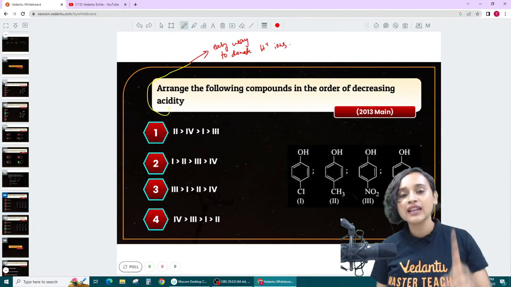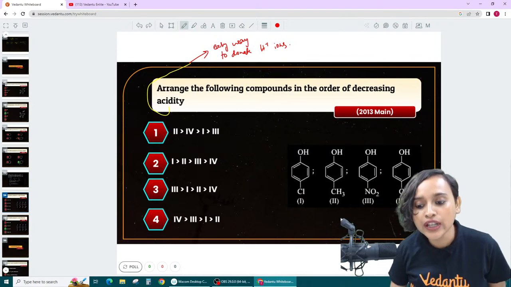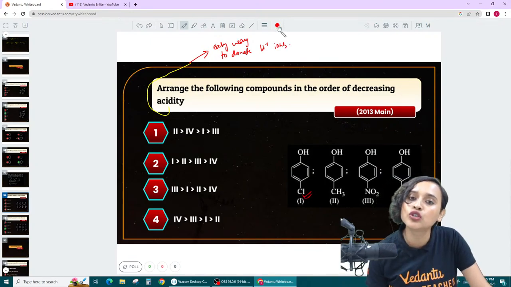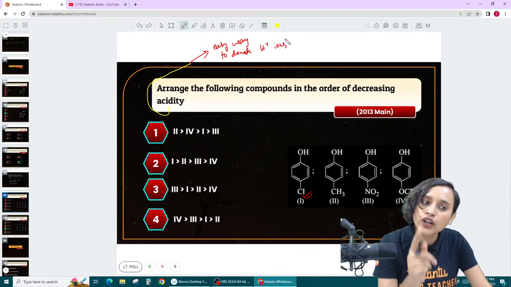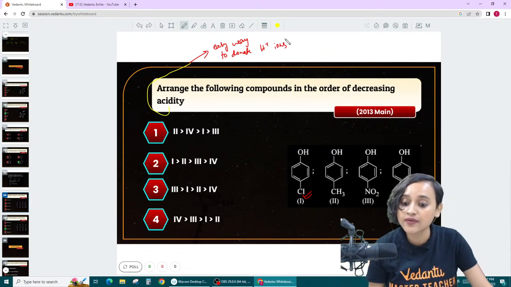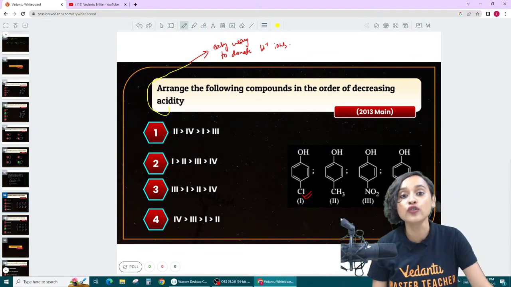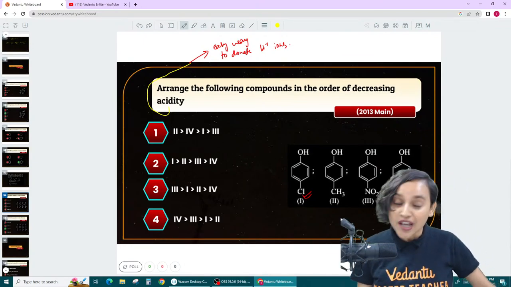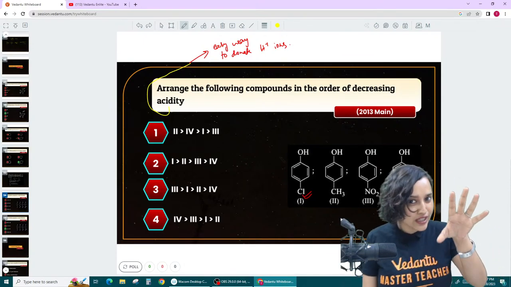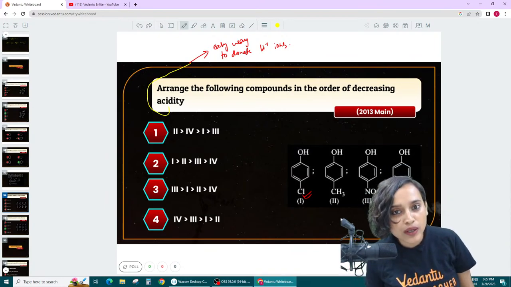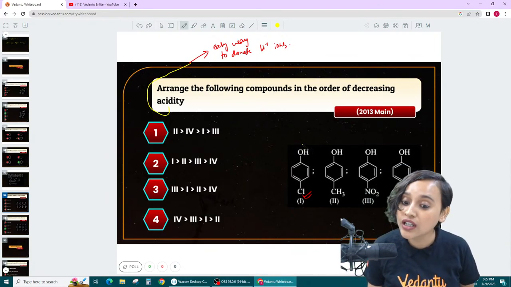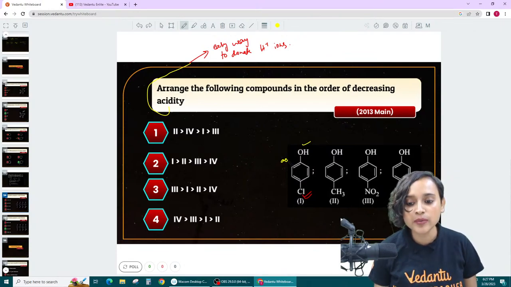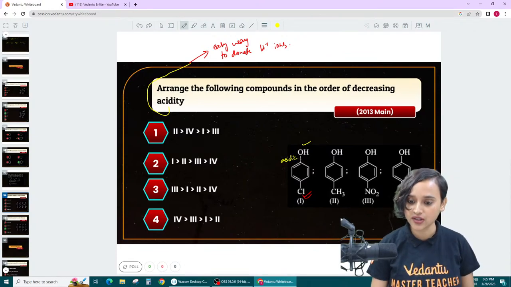Now, from this basic thing, we know that Cl, chlorine, actually goes for both the effects. Chlorine can go for electron withdrawing and electron releasing as well, but more so electron withdrawing. Overall, it shows electron withdrawing. When it shows electron withdrawing, the electron density on O will be less. That means H will be donated. So the first one will be acidic. Am I right, my dear student? The first one will be acidic.